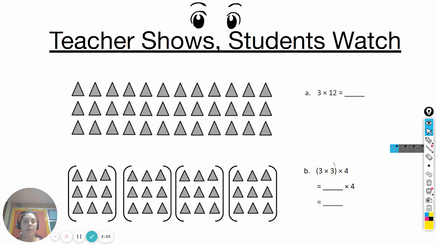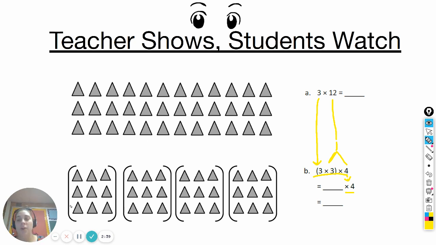So how they got that is we kept this 3, and then 12 became 3 times 4, okay? Because 3 times 4 equals 12. So they just took that 12 and they broke it down into 3 times 4. Now what we have is 3 times 3 times 4. You can see they kept the times 4, and now we have to figure out what goes in the blank.